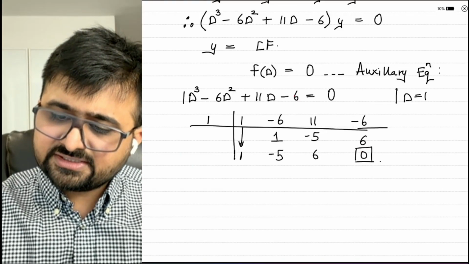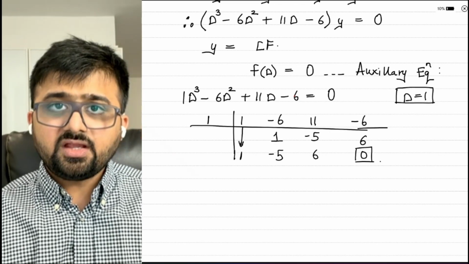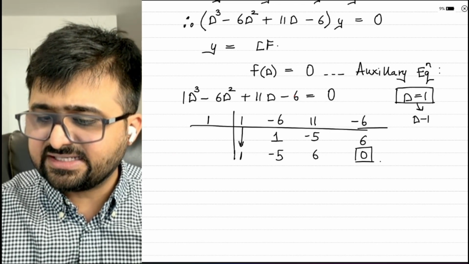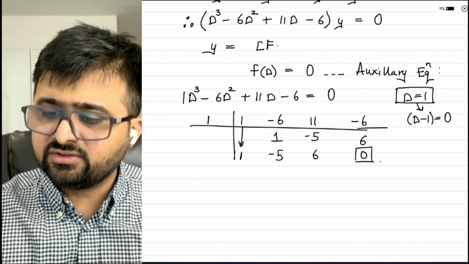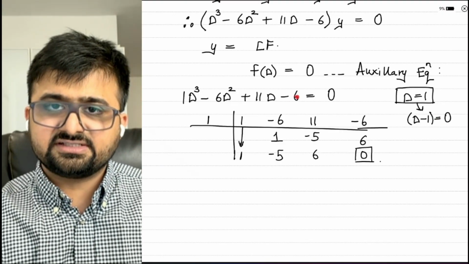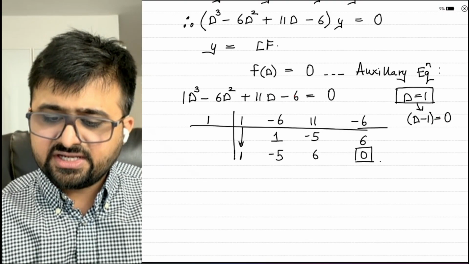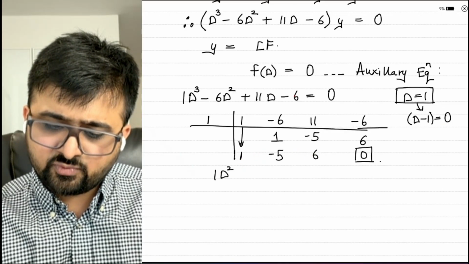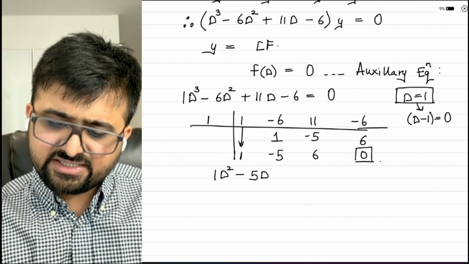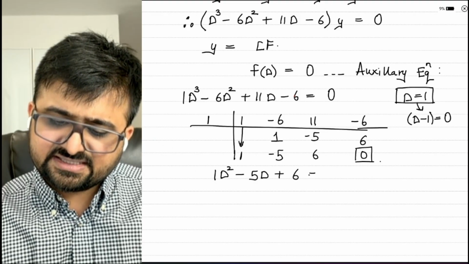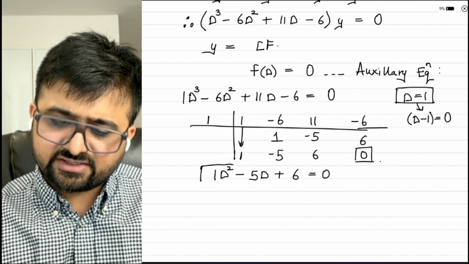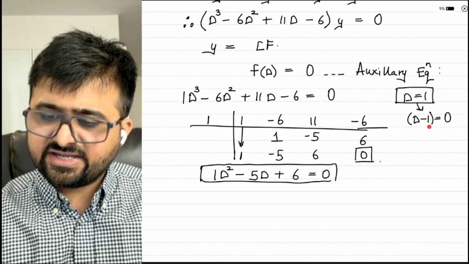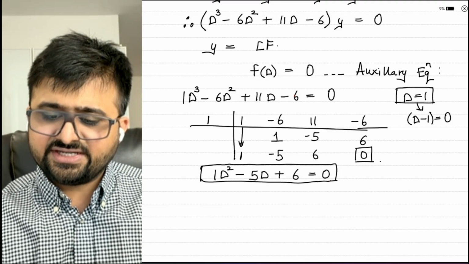So one root is D is equal to 1, and if one root is D is equal to 1, we can say that D minus 1 is equal to 0 is one factor of this cubic equation. And the other factor will be from here. It will be D square, so 1D square minus 5D plus 6 is equal to 0. So this is another factor. So you are basically splitting that cubic equation into two factors: D minus 1 is equal to 0 and D square minus 5D plus 6 is equal to 0.